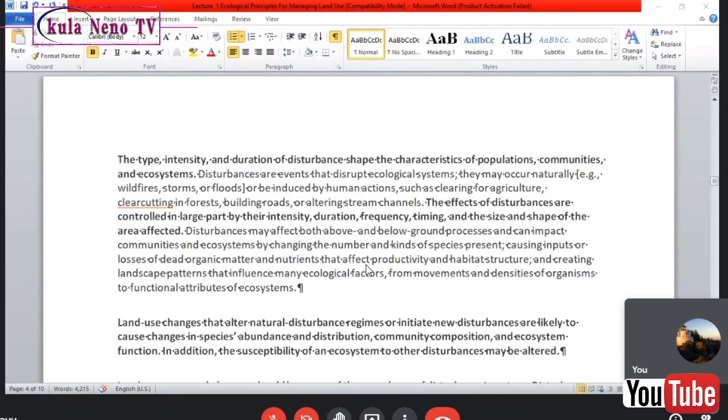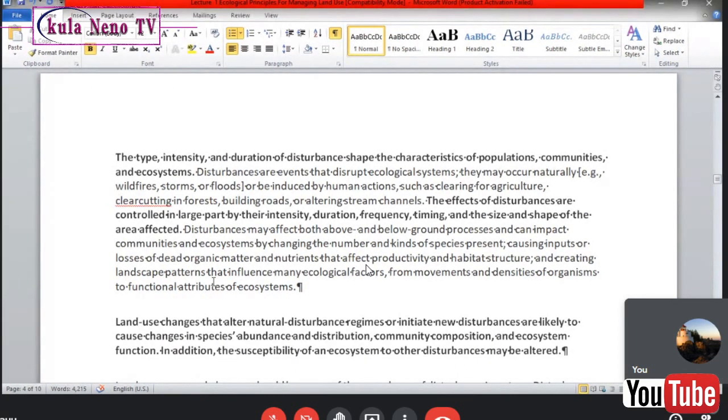Putting that in mind, think about what disturbance. Remember, we said in most cases, if you have to leave a place, of course, there's going to be some disturbance. How long are you going to disturb that place? How frequently are you going to do it? When are you going to do it? Is it during the hot weather, the dry season, the rainy season? When are those disturbances taking place? And what's the size and shape of the area affected.